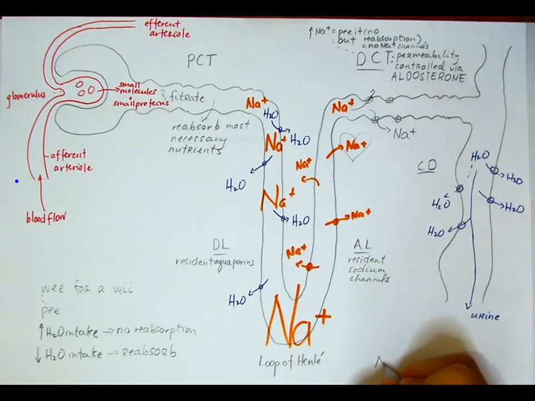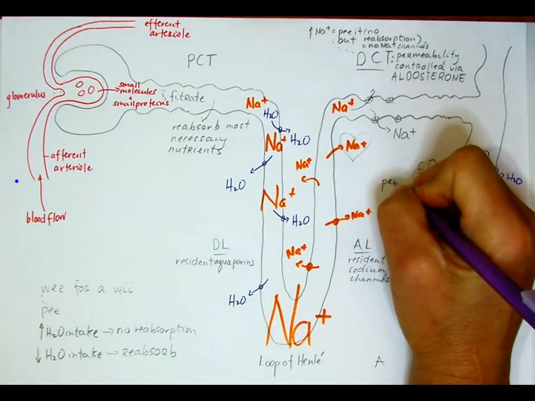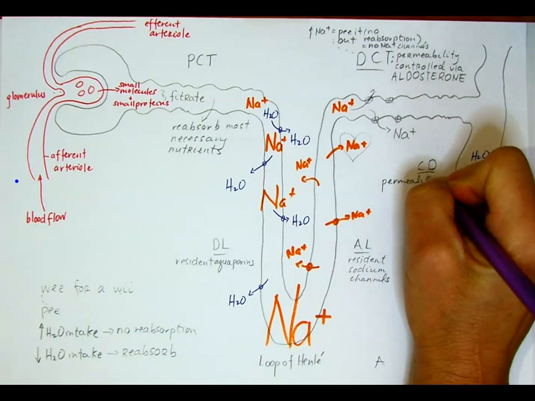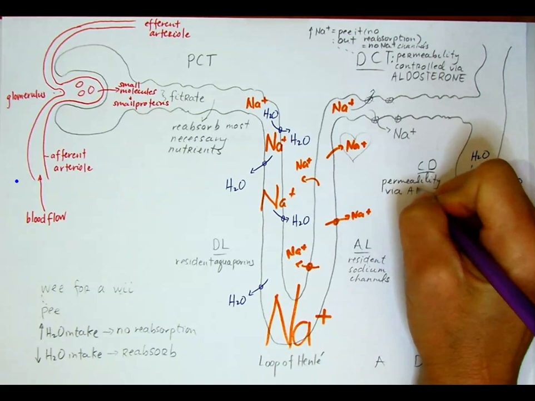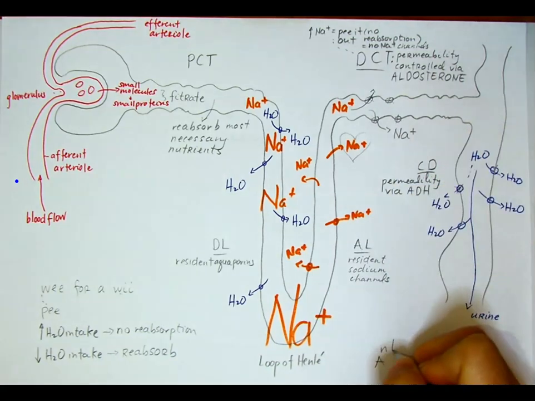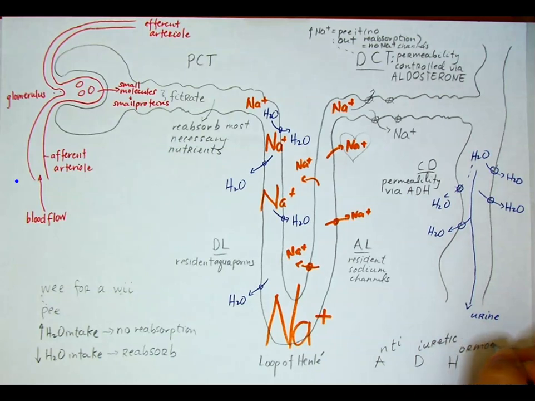Okay? So collecting duct permeability is controlled by a hormone. And this hormone is called anti-diuretic hormone. Okay? And now words are important, so let's dissect this word. What does anti mean? It means no or against. What's a diuretic? Something that makes you pee. Alcohol, coffee. So this means the no pee hormone.